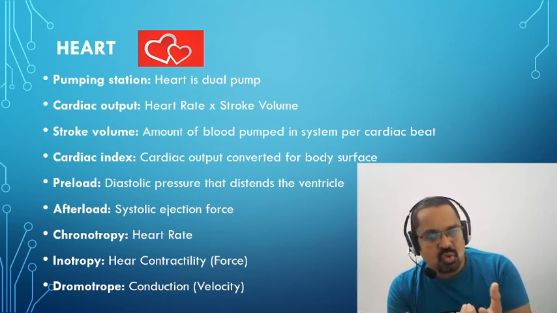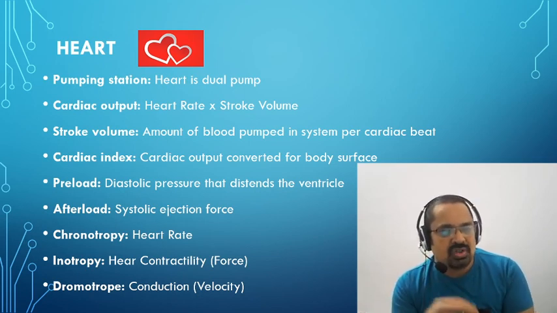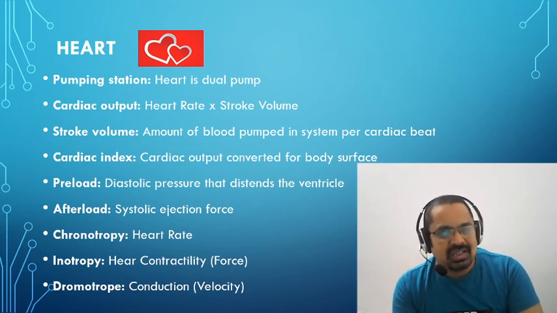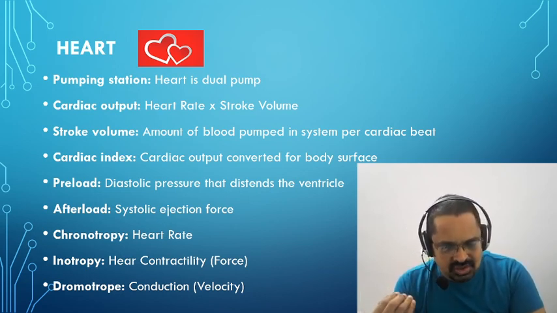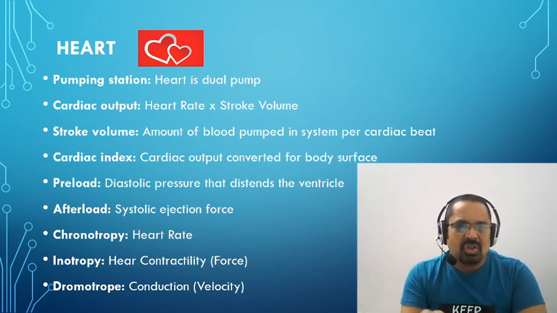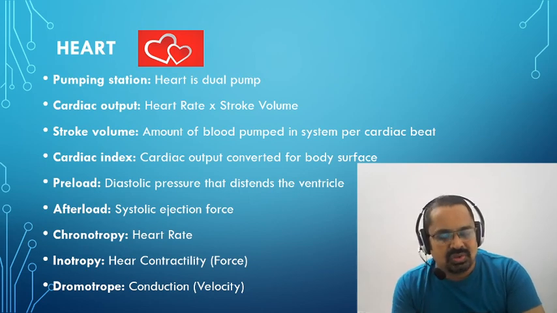So these are the parameters related to the heart, the normal parameters: the pumping, the stroke output, cardiac index, preload, afterload, chronotropy. There are many more along with that, like ECG and echocardiograms. But as far as pharmacology is concerned, we have to deal with this much only.